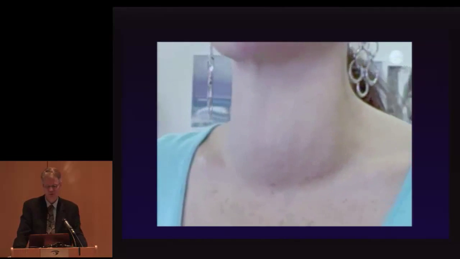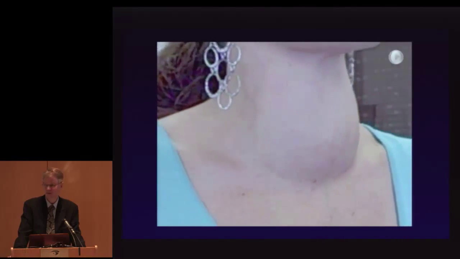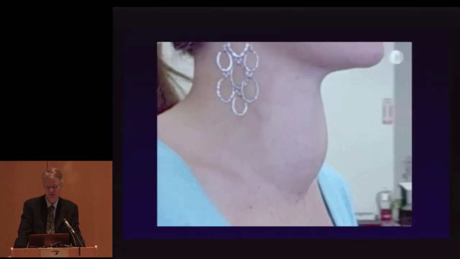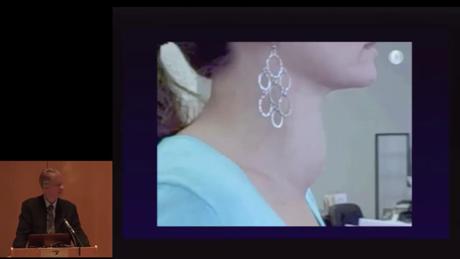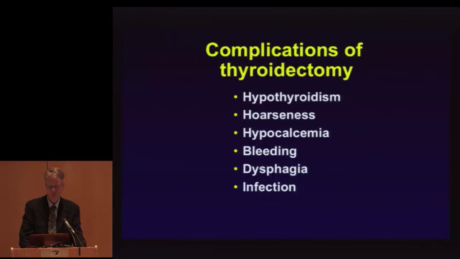This is just a little video of a patient that had a large goiter, and she emailed this to me and said, would you be my surgeon? And I said, sure, come on over. So you can see how large her goiter is there. She was actually having some problems breathing and swallowing with that.